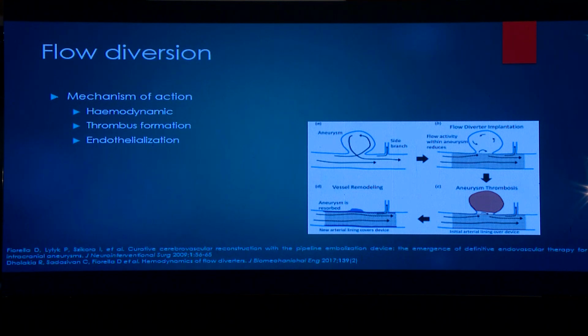The effect on any jailed branches is not as profound as that, however, provided the stent coverage, so the metal coverage of the ostium of the branch, is less than 50%. That's thought to be due to the persistent pressure gradient across the stent for a perforator, which doesn't apply to the aneurysm.